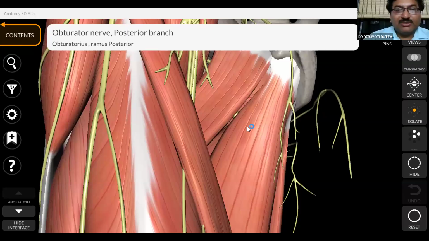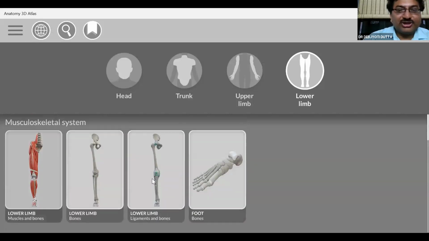Can you repeat, sir, the muscles of the anterior side of the hip? Okay, fine. I am just repeating because I know it is a little bit difficult. So I am going back into only the muscle portion. Let me show you first.